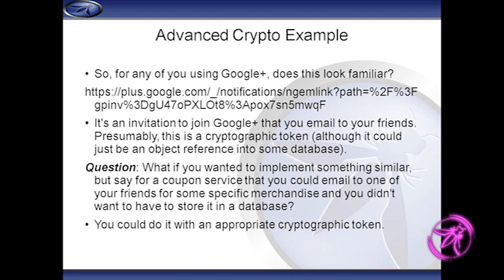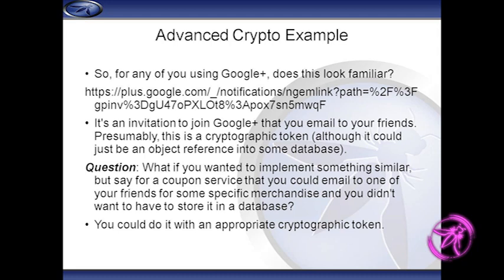But presumably, Google's using some kind of cryptographic token here, although they could be just using an object reference into a database. But it looks more like a cryptographic token. And the problem with putting it in a database is that when it expires in 30 days or whatever, they're going to have to clean out the database. The cryptographic token, you could just build it so that it has an automatic expiration.